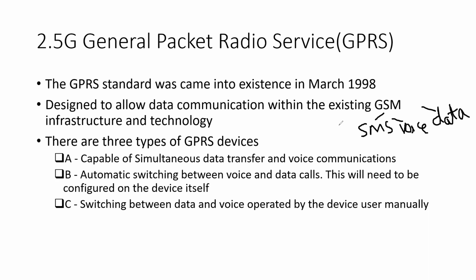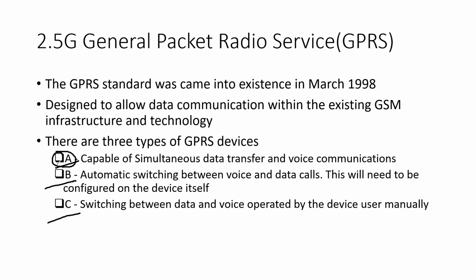There are three types of GPRS devices. Actually, when the GPRS was used, mainly there were three types of GPRS devices: GPRS device A, B, C. GPRS device A is capable of handling the data transfer and voice communications simultaneously. Means if you want to make a call to your friend and simultaneously browse the internet on your phone, this GPRS device A allowed both operations simultaneously.